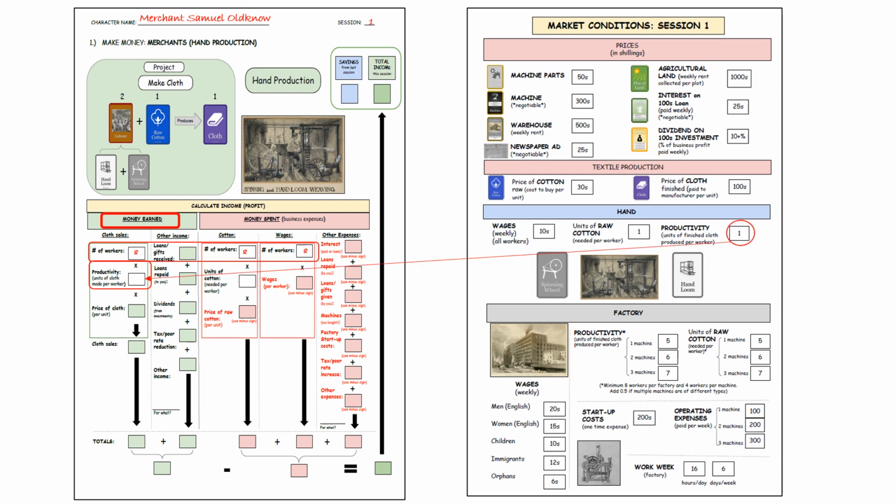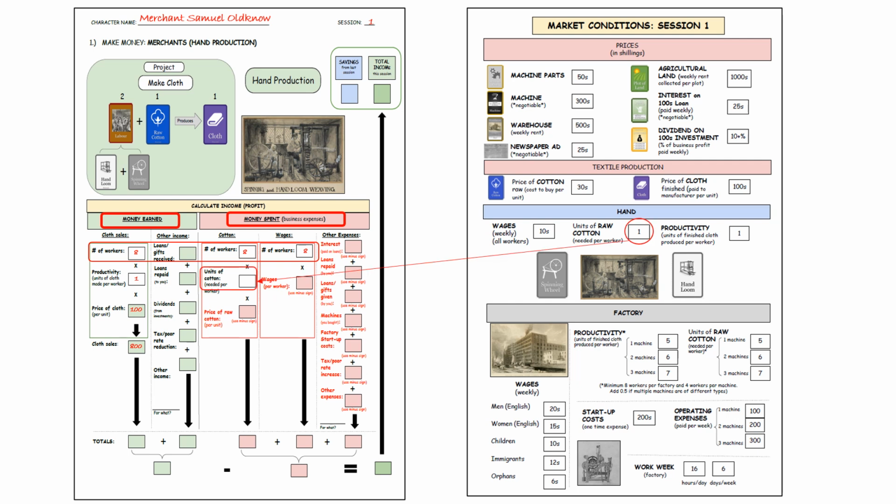This is on the market conditions board. For hand production, the productivity is 1, so that's put in the box there. He then has to know how much he sells his finished cloth for at the market. Again, this is on the market conditions board. It's 100 shillings. So every unit of finished cloth earns the business owner 100 shillings. He adds that up, and he finds that he earns 800 shillings in cloth sales.